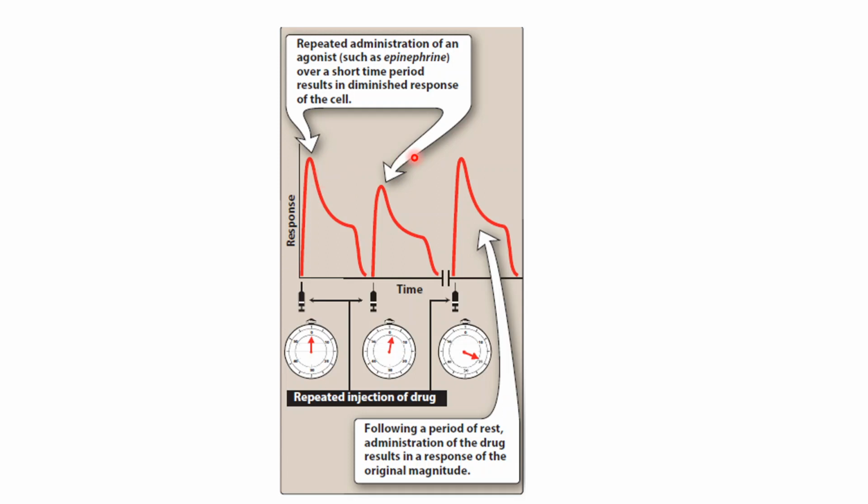A good example is epinephrine. Epinephrine is used in emergencies, and is also released by the body itself. When you administer epinephrine the first time, you get a maximum response. But if you administer it again just after that, after the response has declined, the response will be lower.